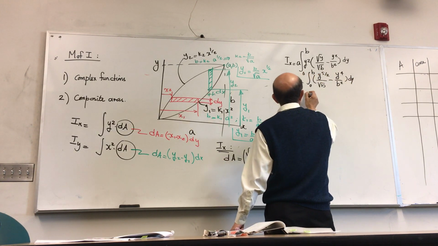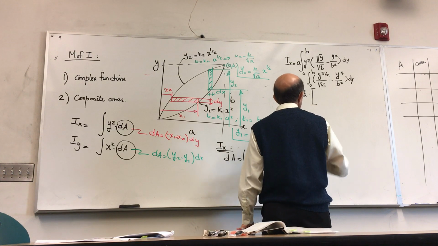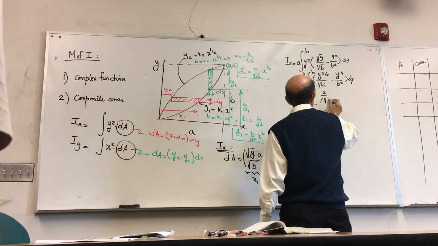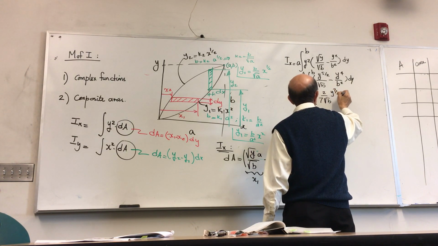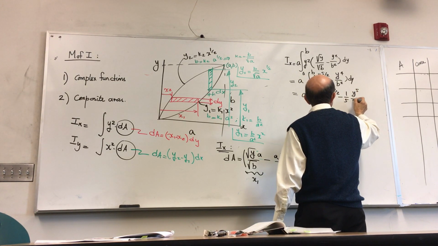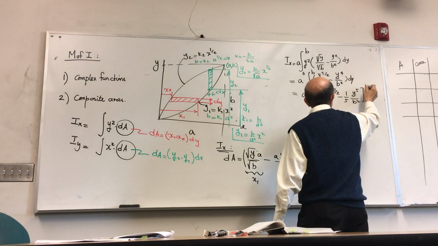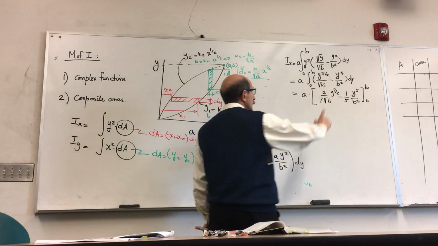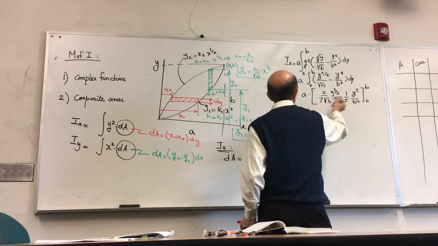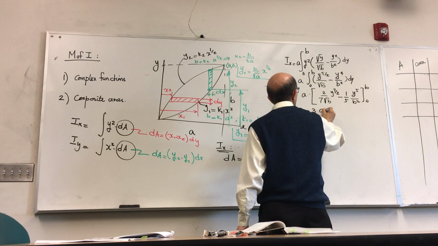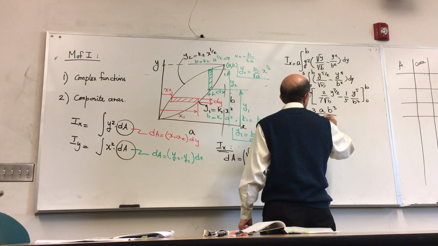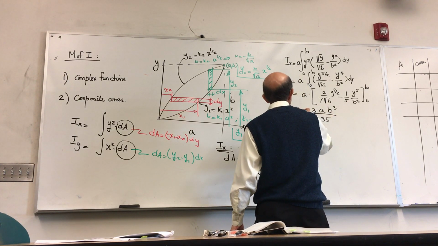And if you simplify that and perform the integration, you get 2/7 of square root of b, y to the 7/2, minus 1/5 of y to the 5 divided by b squared, from 0 to b. Substitute for b, you get 3a b cubed over 35. So that's going to be I of x.